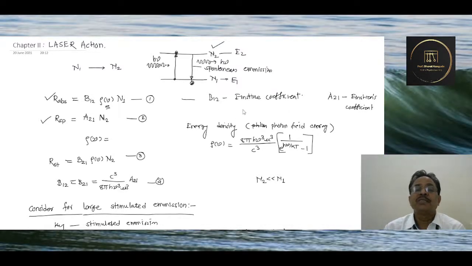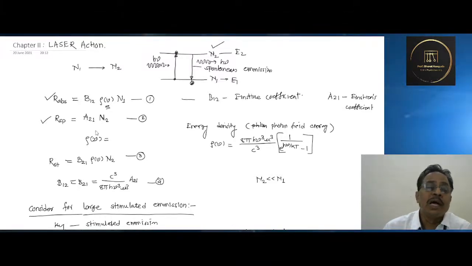B12 is the Einstein coefficient for absorption. Here, for A21, we are coming from state 2 to state 1. That's why this coefficient is important, and that's how I write this coefficient as A21 times N2. So RSP is equal to A21 times N2. This is my second relation.